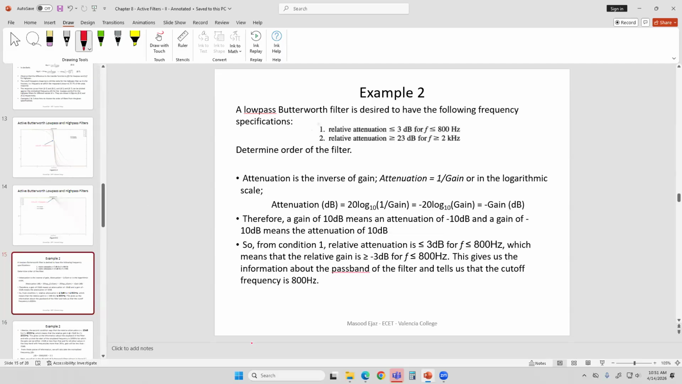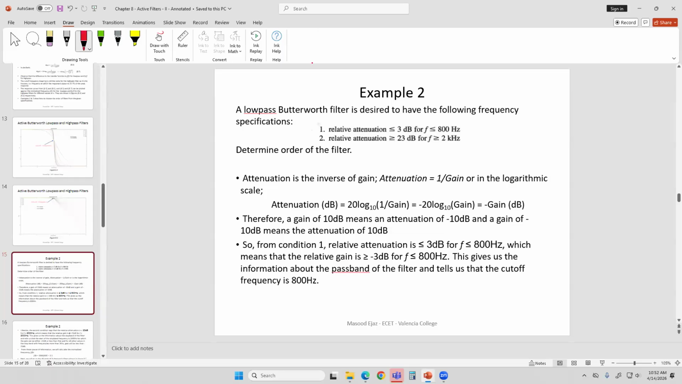Okay, example. A low pass Butterworth filter is desired to have the following frequency specification: relative attenuation less than 3 decibel for frequency less than or equal to 800 hertz, and relative attenuation greater or equal to 23 decibel for frequency greater than or equal to 2 kilohertz. Determine the order of the filter.